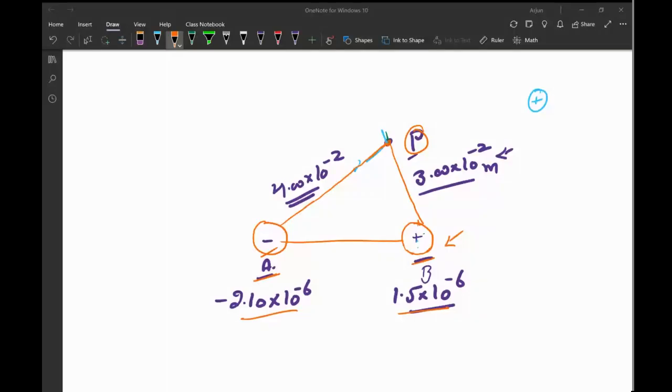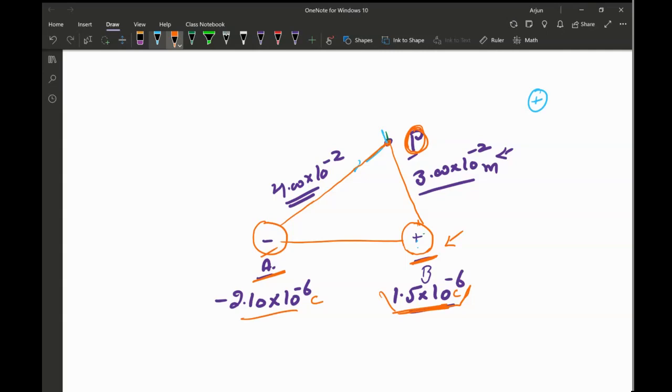Welcome back, folks. In today's class, we'll continue talking about the electric field. Here we are given a question in which charge A and charge B are given to me. The magnitude of the charge B is 1.5 times 10 raised to the power negative 6 coulomb, and charge A is negative 1.2 times 10 raised to the power negative 6 coulomb. And at point P, we want to find the net electric field because of the charges A and B.